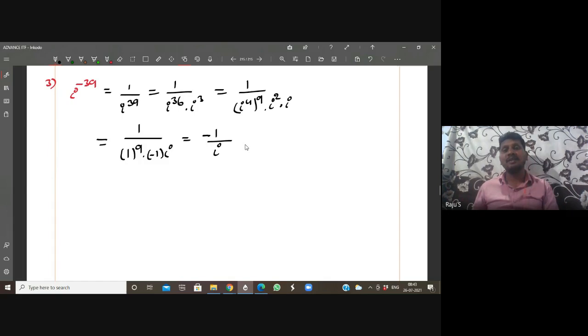So again, it is not in standard form. For that, what shall we do? Rationalize, multiplying and dividing with iota. So what about the numerator? Minus 1 into iota is minus iota, over iota square. Iota square value is minus 1, minus minus gets cancelled. Then this is equal to iota. So i power minus 39 in standard form a plus iota b can be written as 0 plus iota.